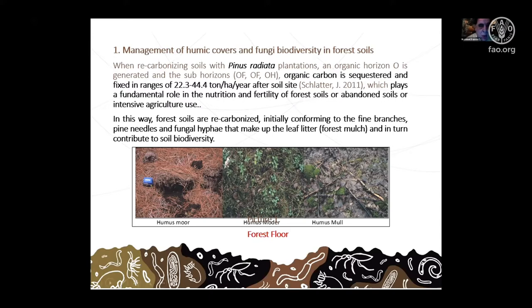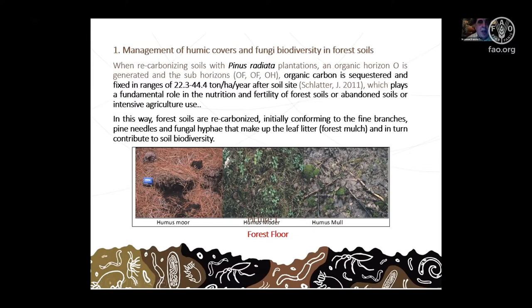For example, do you have humus mor? Do you have humus moder? Do you also have humus mull? You know, humus mor you can find under coniferous. Humus mull you can have for broadleaf, red leaves, and humus moder in both kinds of forest.